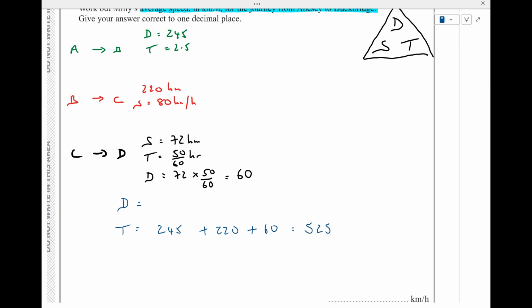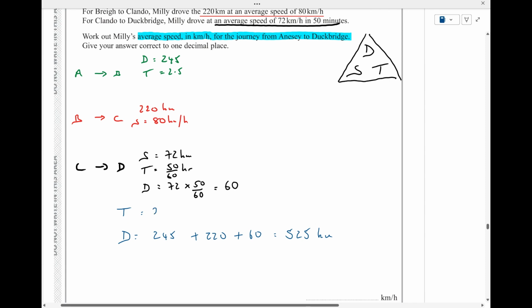525 kilometers. That's her whole distance. Now let's work out her whole time. Her time for A to B is 2.5. Now, I don't know her time from B to C, but I've got the distance and the speed. And look at the daddy triangle here. The time here will be distance divided by speed. So her time there, 220 divided by 80, is 2.75 hours.